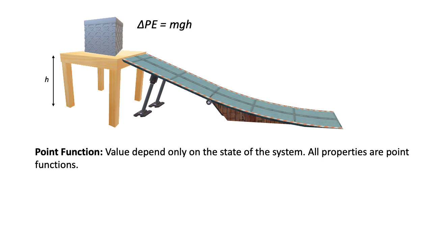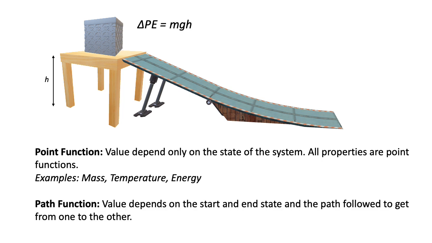So potential energy is what we call a point function. The value depends only on the state of the system. It doesn't matter how the system gets from one state to another. So all properties are point functions. Examples of this would be mass, temperature, energy.